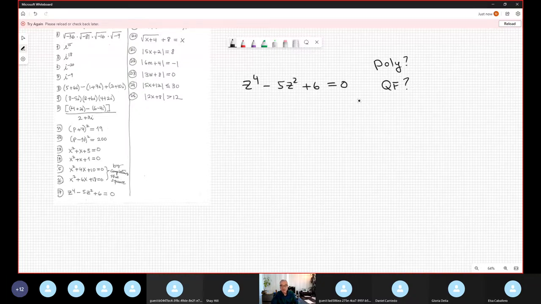But my next question is, what is the degree of this equation? 4. How many solutions do we expect when we finish the problem? 4 solutions. This is an important property of polynomial equations. It is a polynomial and quadratic in form, and quadratic form is the easy way you apply for solving the polynomial. Now, the degree is 4, so we expect 4 solutions at the end. And what about u? What is the definition of u in this example to convert this equation to quadratic?